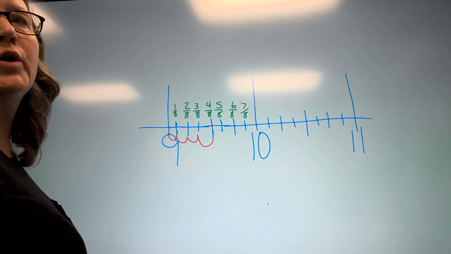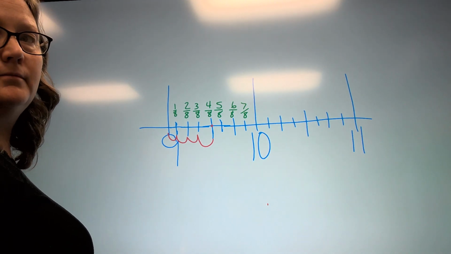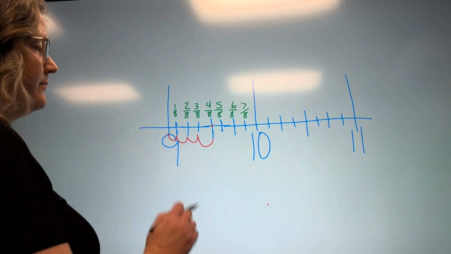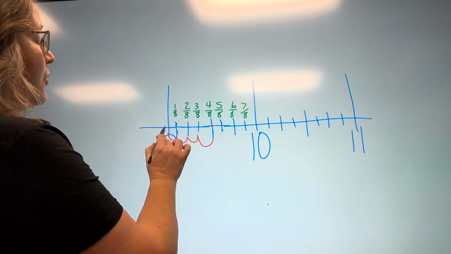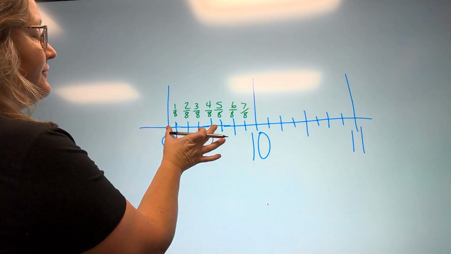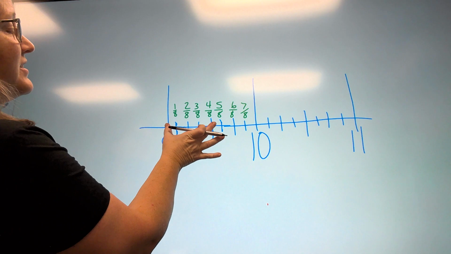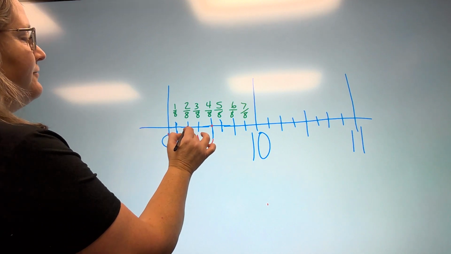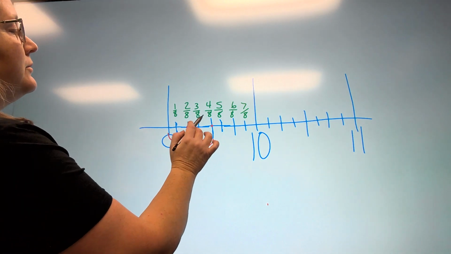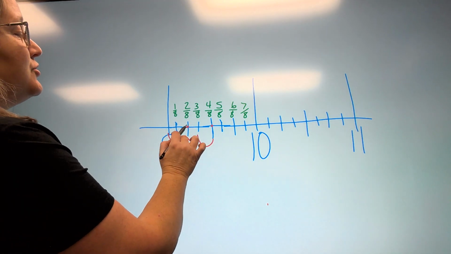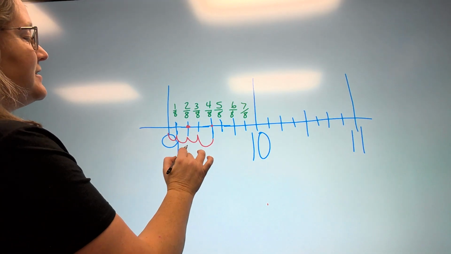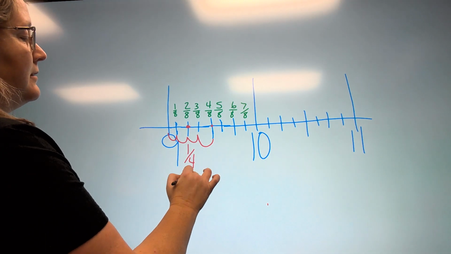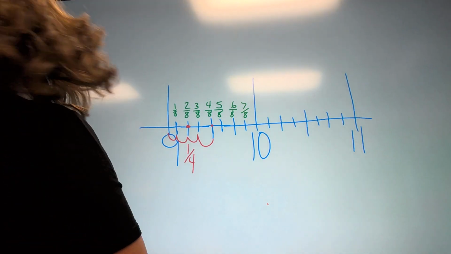I want 1/4. To get to 1/4, I need half of this. Which one of these is half of it? 2/8. Half of 4 is 2. Okay, so I would need 2 jumps. 2/8 is the same as 1/4.